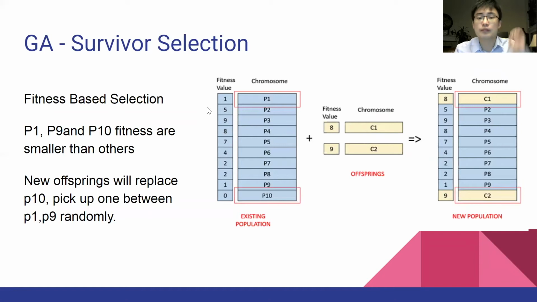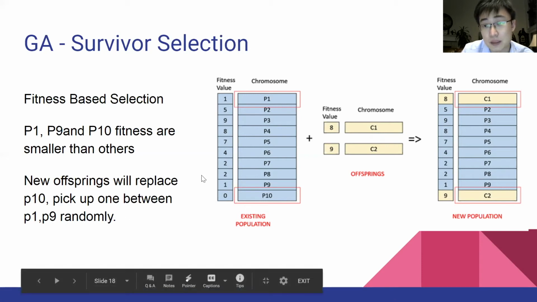Let's see this picture. This is a really great example. We can see all the chromosomes and all the fitness values here. P1, P9, and P10 have smaller fitness values than the others, and we generate new offspring which have good fitness values, right? 8 and 9. So we definitely will use those new offspring to replace the old ones. We will replace P10, and pick one between P1 and P9 randomly, because P1 and P9 have the same fitness value, and generate the new population.